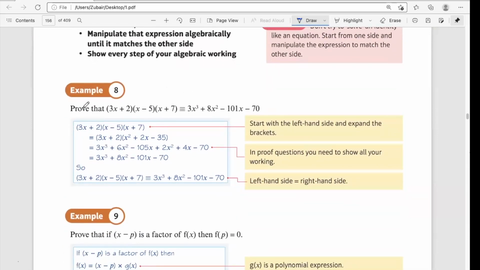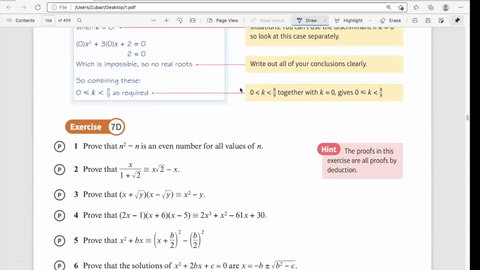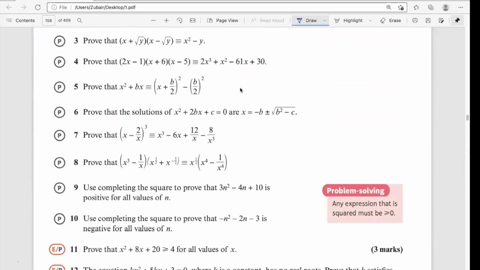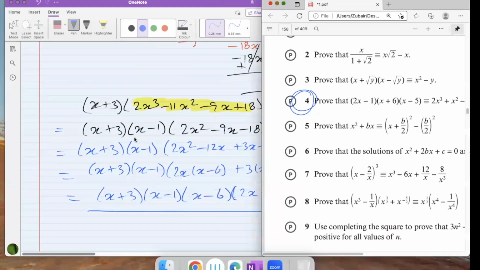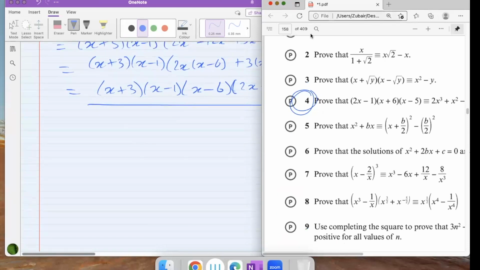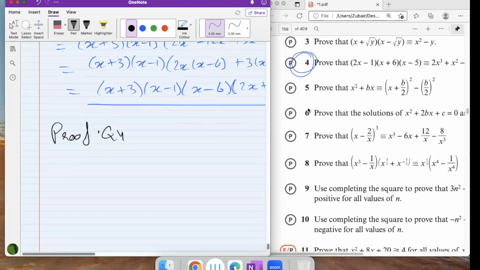For example, it says prove that this left hand side is equal to right hand side. So there's nothing much. This is now exactly the reverse of what we are already doing. This is a cubic factor. So we'll multiply these three to get this cubic factor and see if it is the case. So let's pick up a question. Let's try this question number 4. So let me copy this first. This is proof part, question 4, exercise 7D.